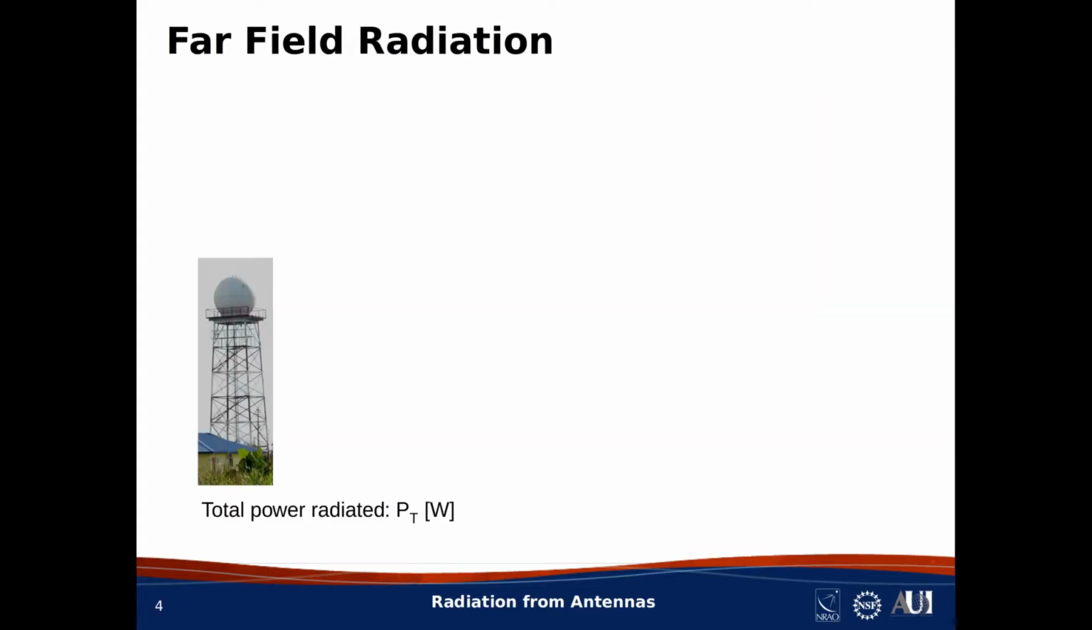Let's start with an antenna. Now this lesson applies to any transmitting antenna, but in this case I just happen to be showing a picture of a weather radar. The antenna is inside that dome located at the top of the tower. This antenna radiates a total power of P sub t watts into the far field. And what I mean by that is that if we were to go out into the far field and gather up all the power that's radiated by this antenna and add it all up, the sum would be P sub t.